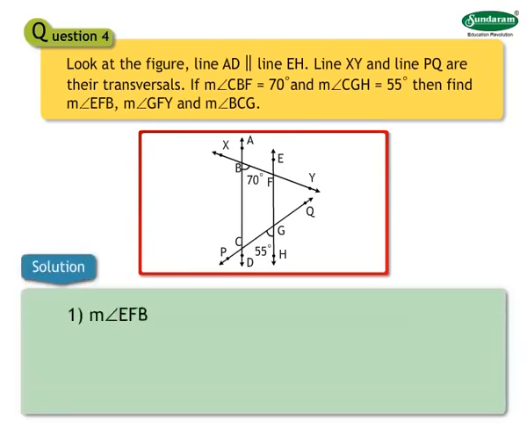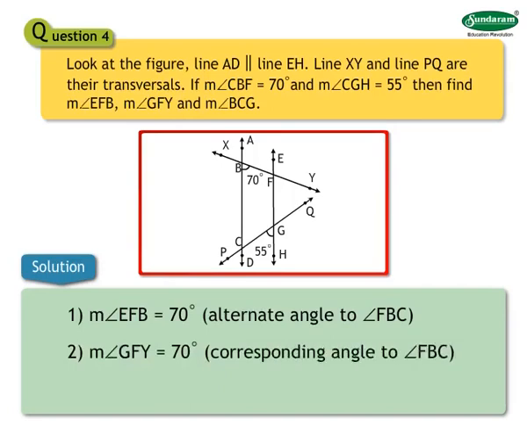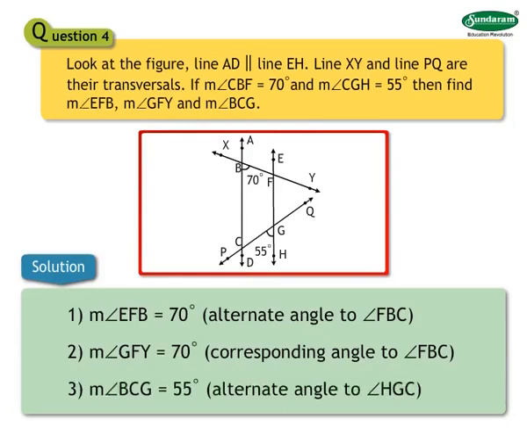Solution. Number 1. Measure of angle EFB is equal to 70 degrees, as it is an alternate angle to angle FBC. Number 2. Measure of angle GFY is equal to 70 degrees, as it is a corresponding angle to angle FBC. Number 3. Measure of angle BCG is equal to 55 degrees, as it is an alternate angle to angle HGC.